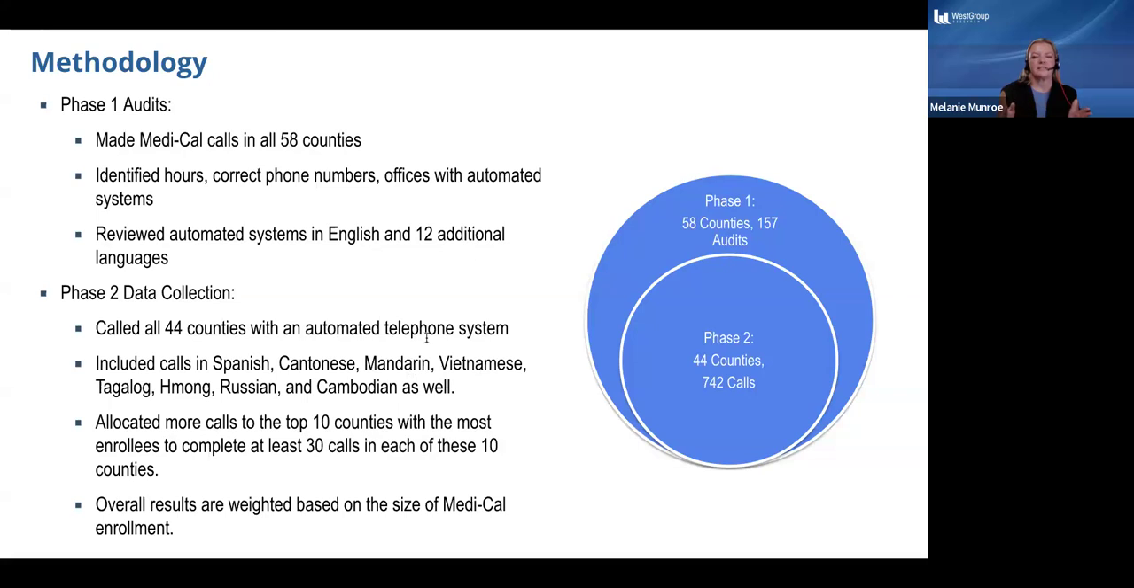We made the decision together with the Children's Partnership that we would allocate some additional calls to counties with the highest enrollment so that we would be able to look at those counties individually. And for any results overall, we did weight the data based on enrollment levels of counties.